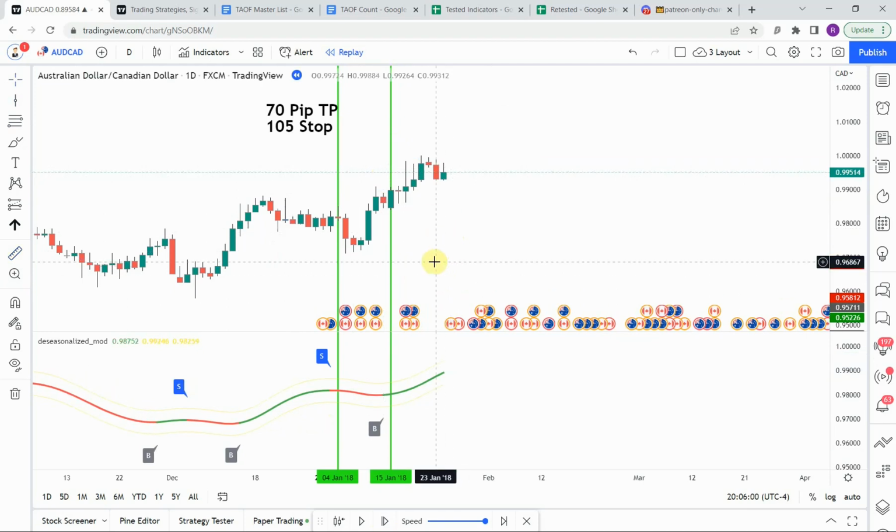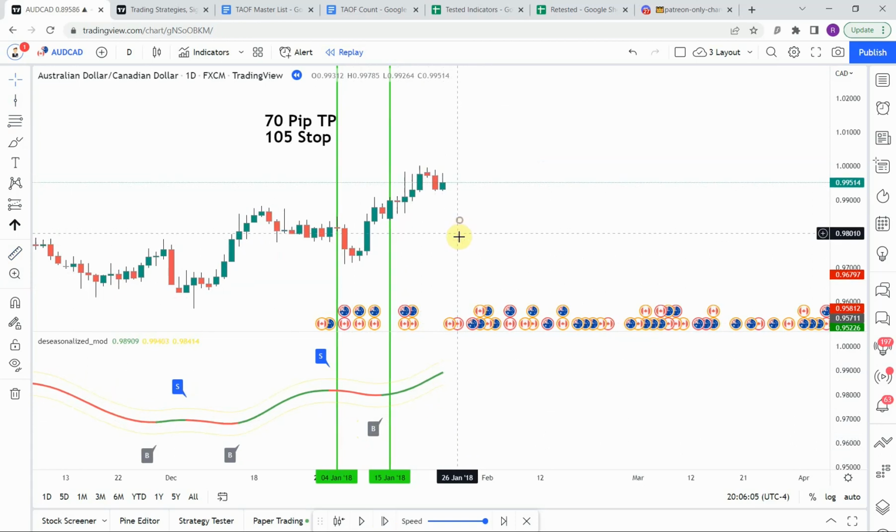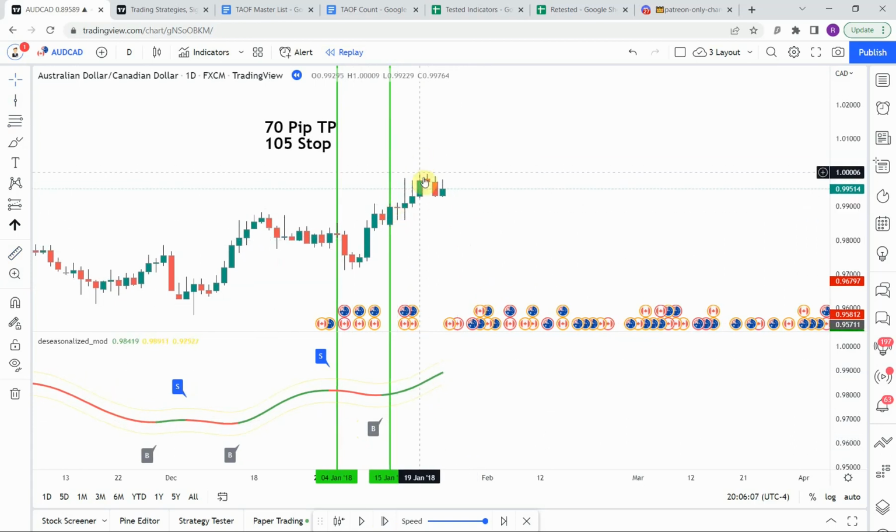All right, the next signal that we pick up is a buy signal. You can see that buy tag right there. And you can see that we get a nice push to the upside there as well. That one also coming up and getting us to our take profit. Let's go ahead and continue on.